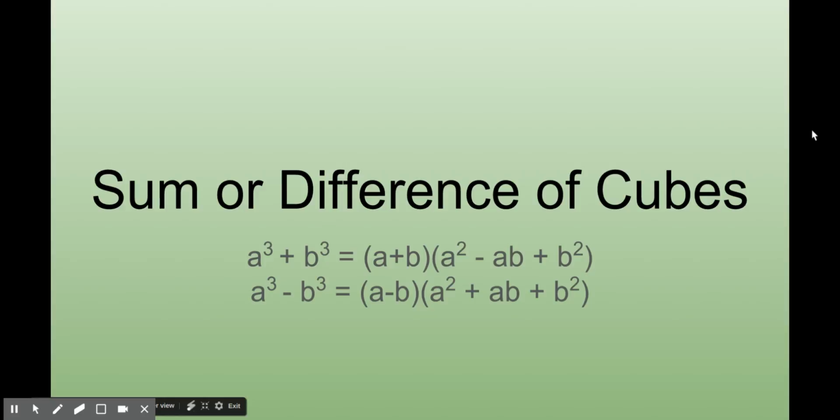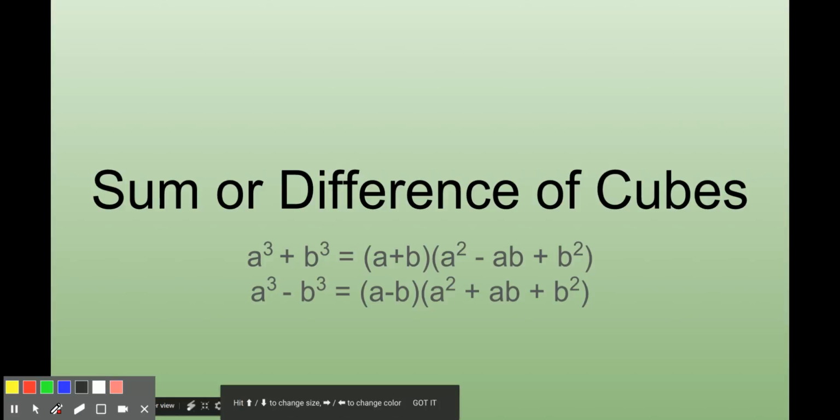So a cubed plus b cubed is going to equal a plus b times the quantity of a squared minus ab plus b squared. And then if you have a cubed minus b cubed, you're going to factor that as a minus b times the quantity of a squared plus ab plus b squared. Once you have this, you're going to have a trinomial here, and you can factor that or solve that with a quadratic equation because it's a quadratic trinomial.